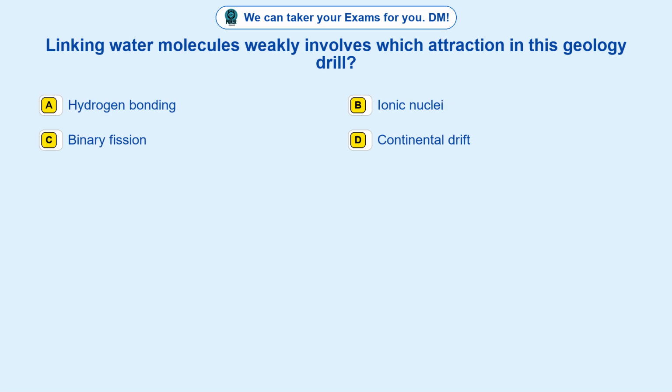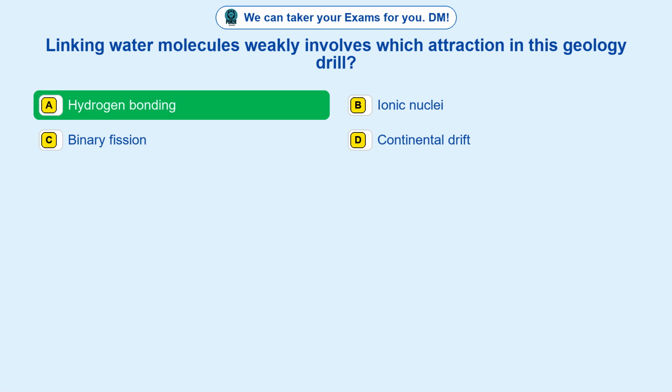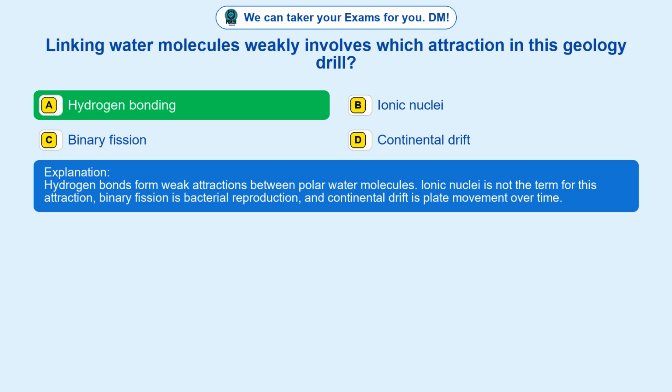Question 51. Linking water molecules weakly involves which attraction in this geology drill? Option A, hydrogen bonding. Option B, ionic nuclei. Option C, binary fission. Option D, continental drift. The correct answer is option A, hydrogen bonding. Hydrogen bonds form weak attractions between polar water molecules. Ionic nuclei is not the term for this attraction, binary fission is bacterial reproduction, and continental drift is plate movement over time.